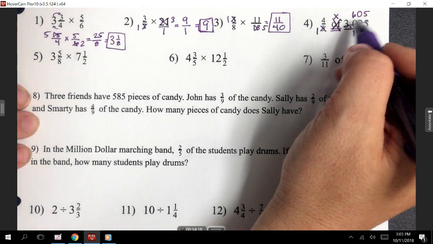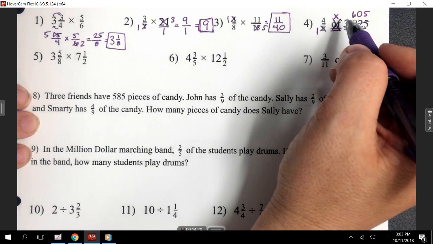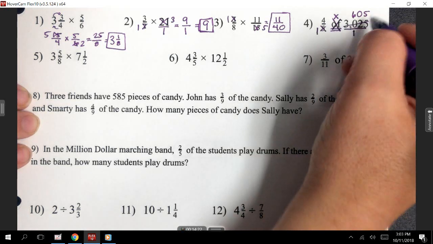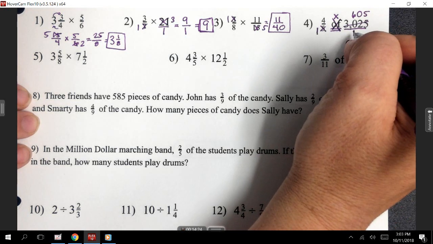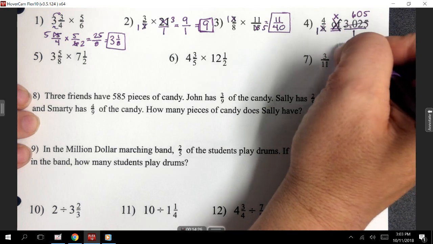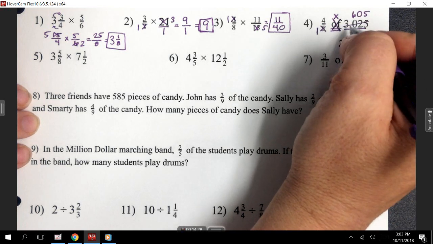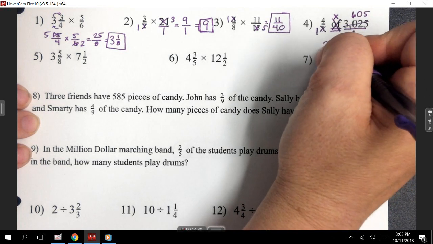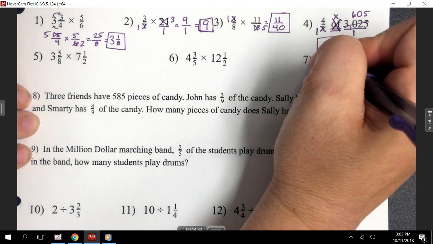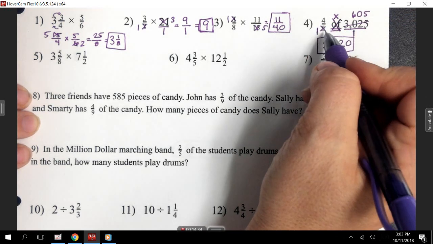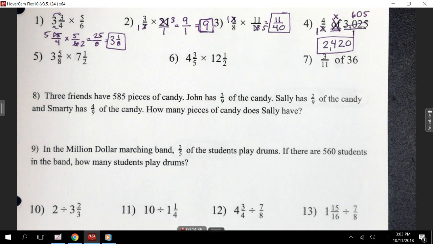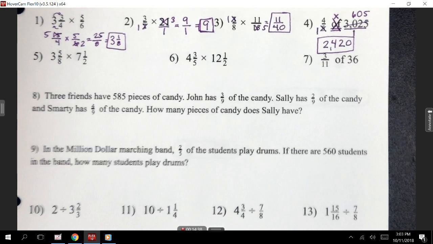Again, this is something I'm going to go to a separate sheet of paper to multiply. So we're going to do 4 times 5, which gives me 20, and I carry the 2. 4 times 0 is 0, plus the 2 is just 2. 4 times 6 is 24. So I get 2,420. On the bottom, we just have 1. So my answer would just be 2,420.